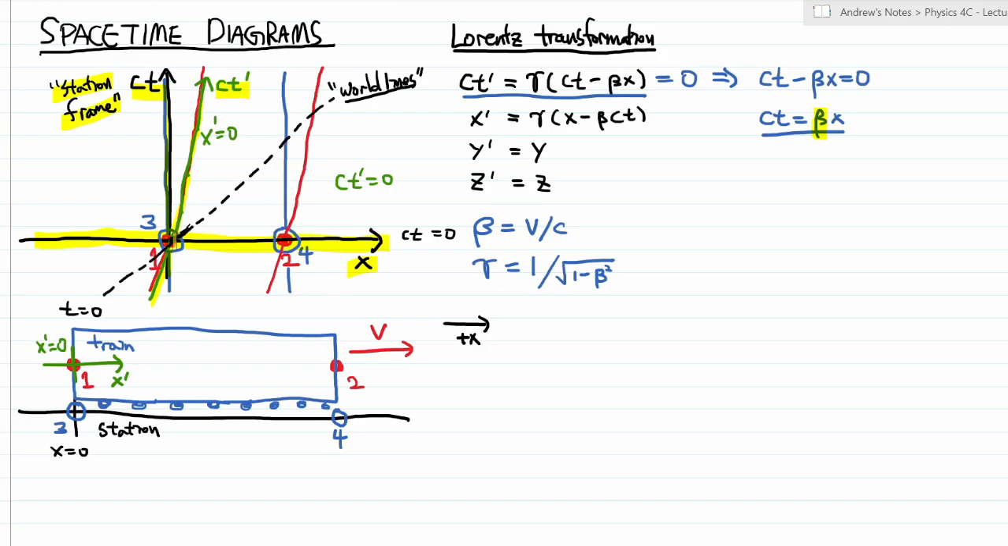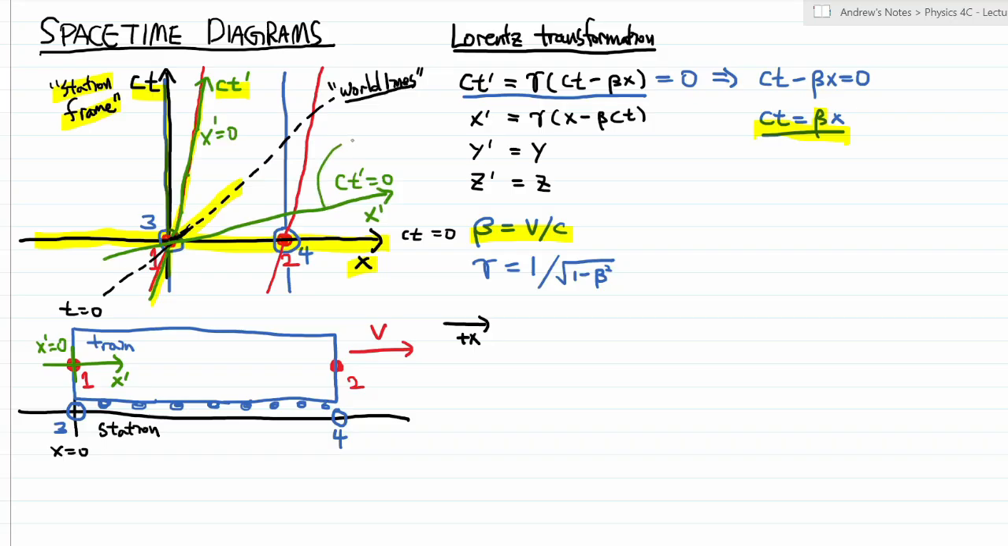So this dotted line represents how quickly light moves, and beta, being a fraction of the speed of light, will be less than that. So for the line represented by ct equals beta x, I need to draw a line that's lower. And in fact, if you consider what the world line of the back of the train represents, the set of points defined by this expression will look like this. It kind of looks symmetric.